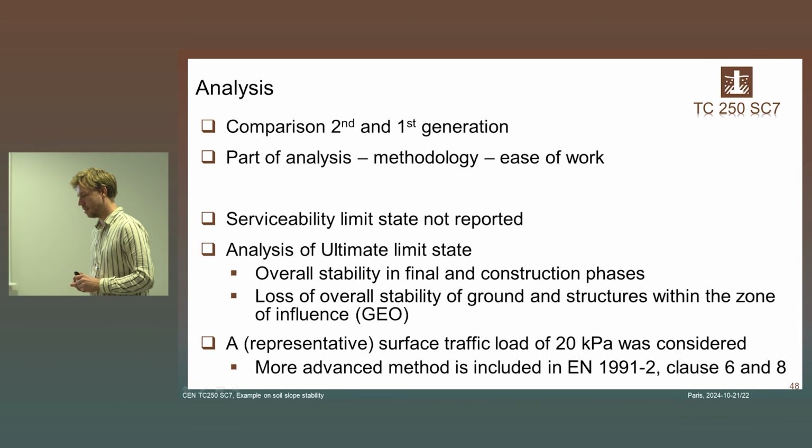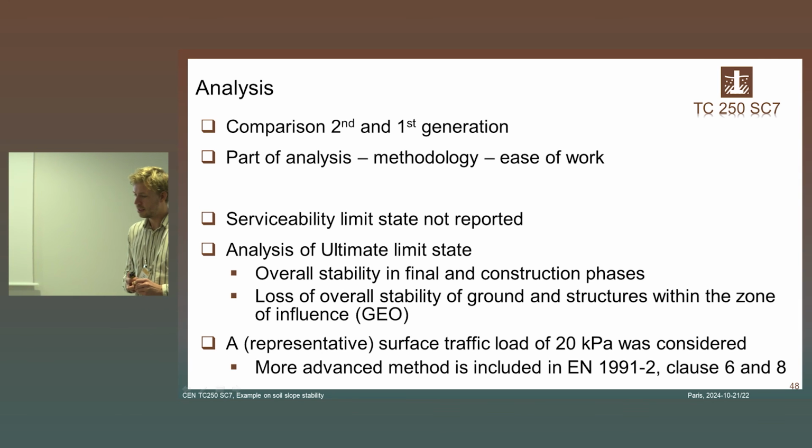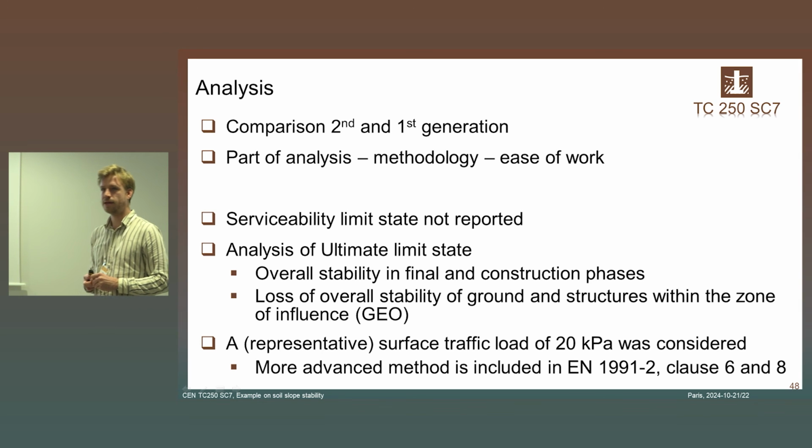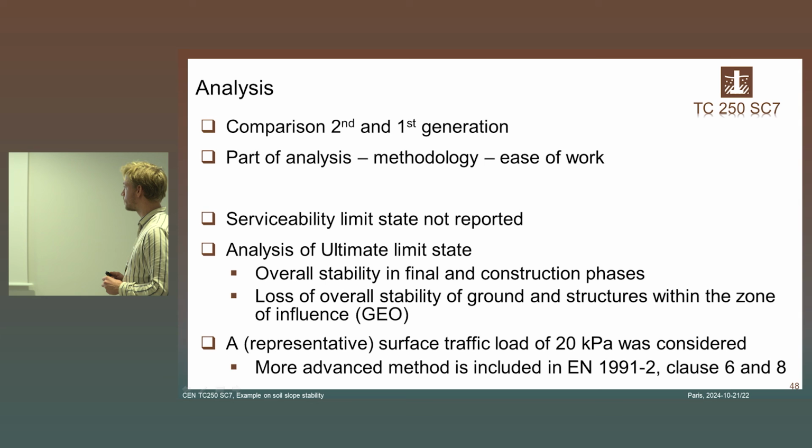Not only the design was part of the comparison, but also ease of use and methodology. As I said, not much has changed for the Dutch practice, as it's still the material factoring approach. For the analysis, I didn't check any serviceability limit states. Settlement parameters were not changed and are quite specific for the Netherlands. So it was only about the ultimate limit states, the loss of overall stability, and this is mentioned in the Eurocode for ground structures in the zone of influence.